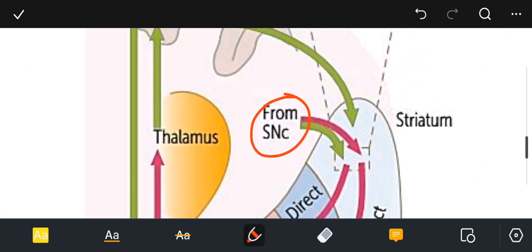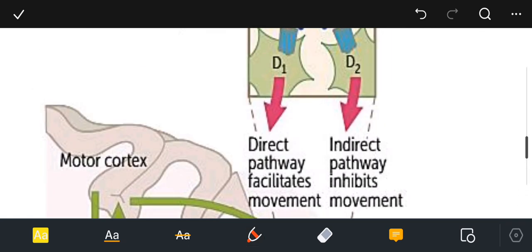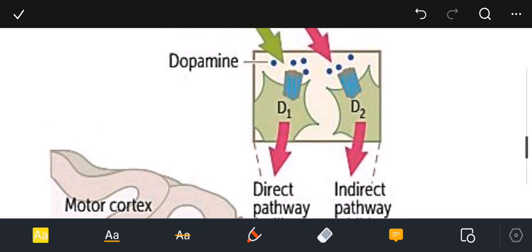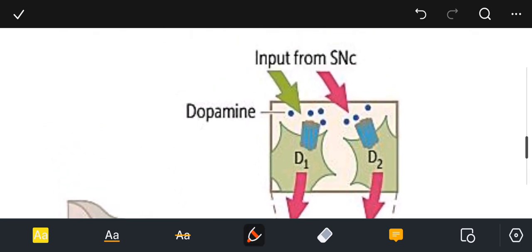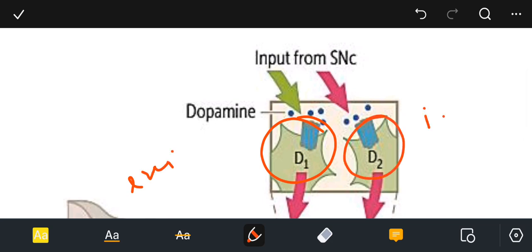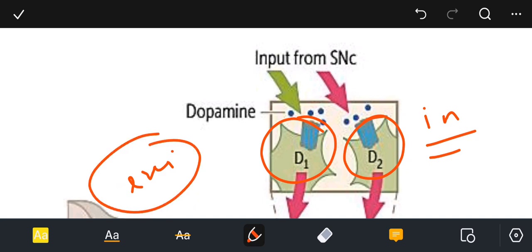So substantia nigra is a dark area in the midbrain. That is why it is called substantia nigra. Now substantia nigra releases dopamine. Dopamine acts on dopamine receptors. The direct pathway has D1 receptors, which are excitatory receptors, and the indirect pathway has D2 receptors, which are inhibitory receptors. So you must remember these 2 points.